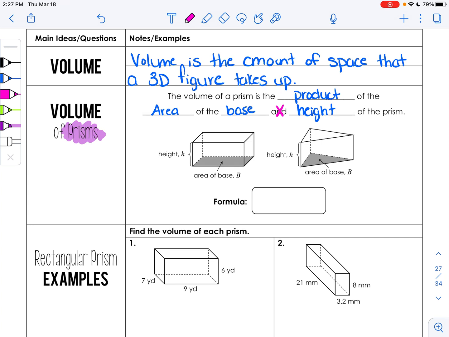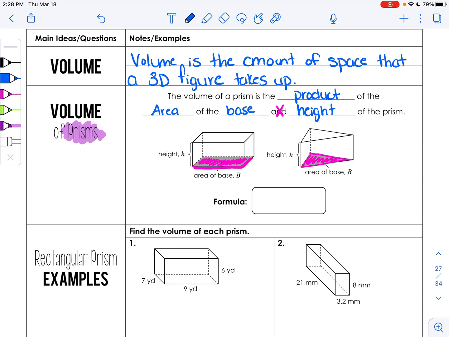So when we take a look at the figures below, we have two prisms. The first one on the left is going to be a rectangular prism. So finding the area of your base, and you can see that base is shaded for you, you want to find the area of that, which would be length times width, because that's going to be a rectangle. Then the prism on the right is a triangular prism. So for a triangular prism, your base is a triangle. To find the area of that triangle, you use the area of a triangle formula, 1/2 base times height.